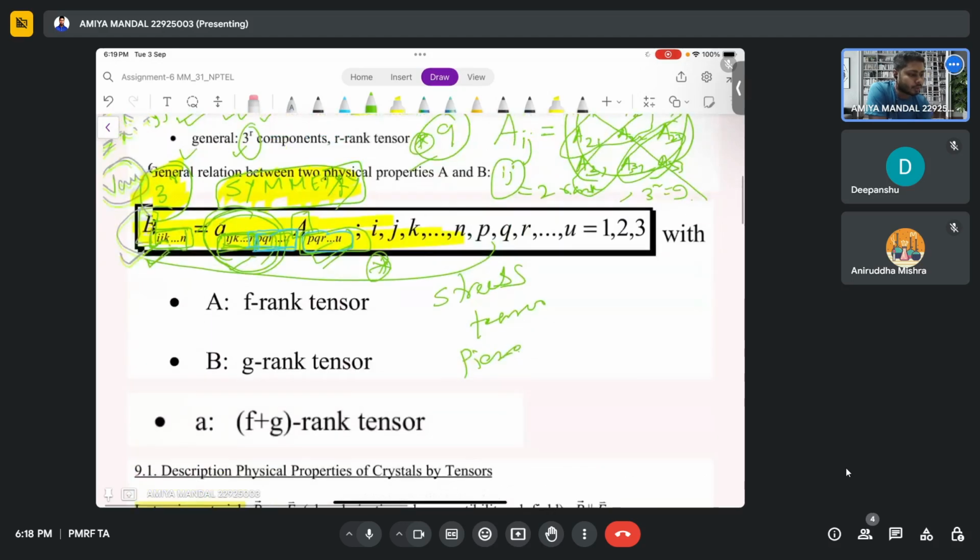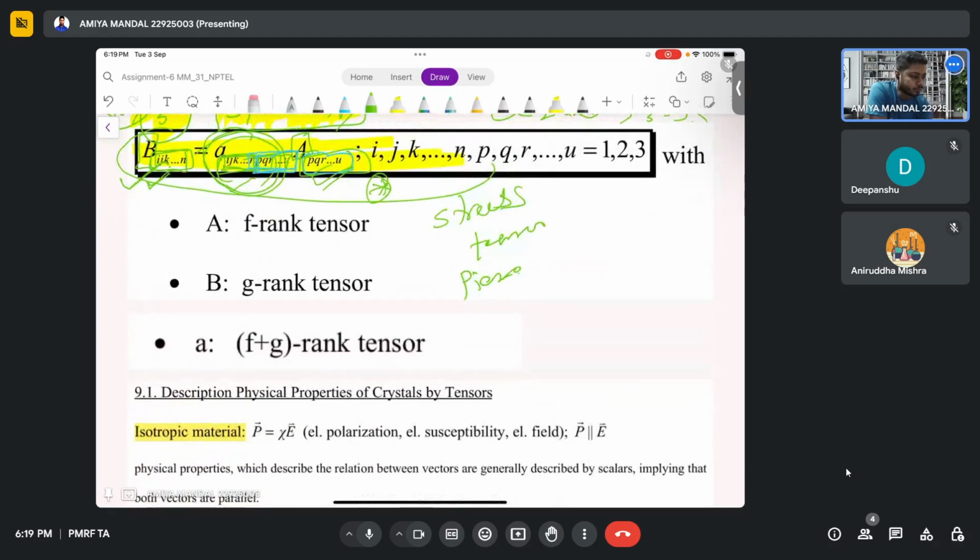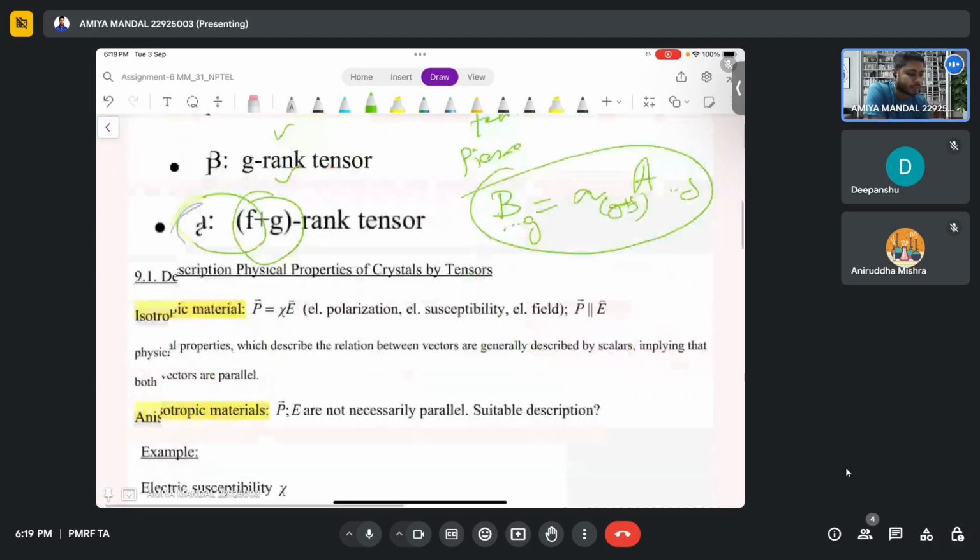So A is an F rank tensor, B is a G rank tensor. So A should be their summation rank tensor. So B is equal to A into A, so it has F rank tensor. And if it has G rank tensor, then its tensorial rank should be G plus F. Okay, this is the concept.